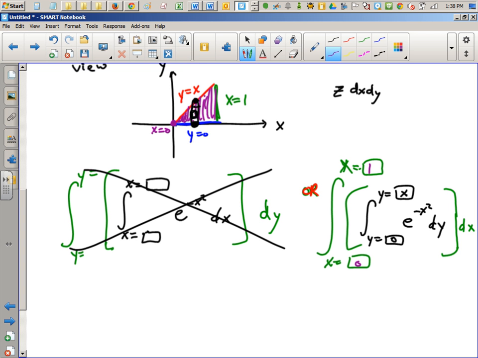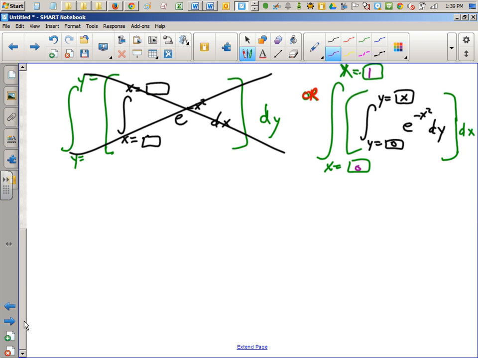It's very common and normal and good to have expressions as your inner limits of integration and numbers as your outer limits of integration. Don't mix those up. The inner ones are expressions when you have a non-rectangular region. The outer ones are numbers. So this is actually really easy to do. What we're going to do is take the antiderivative. We're pretending that e to the negative x squared is a number.